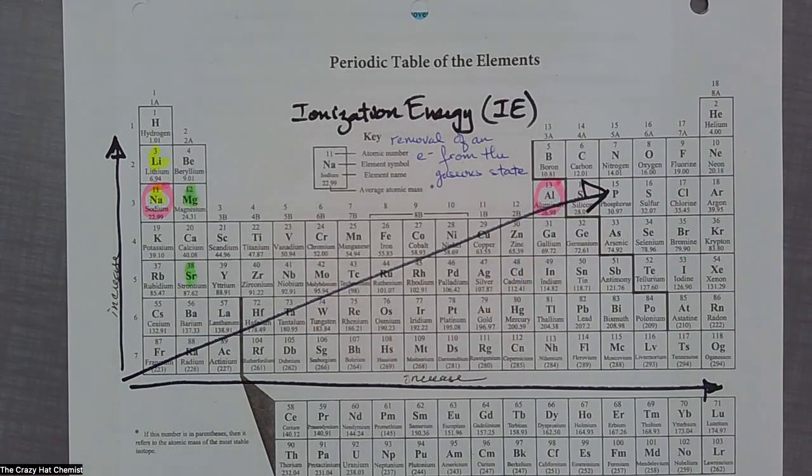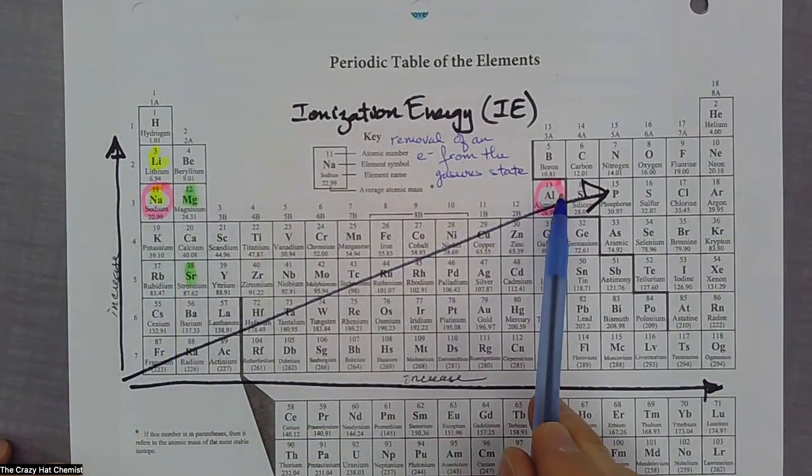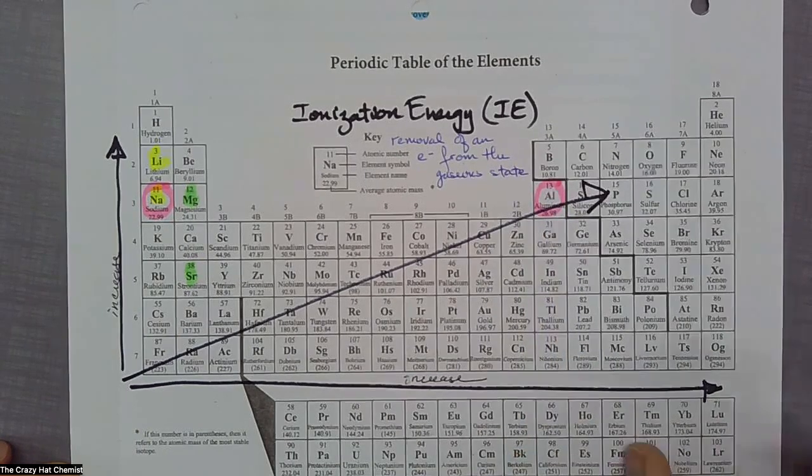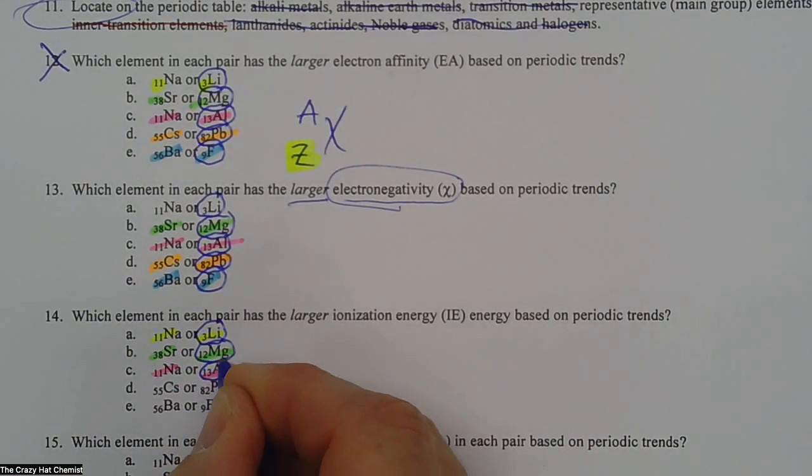Okay, and sodium and aluminum are in the same period. That is the horizontal section of the periodic table. And as you move to the right, they get larger in ionization energy. So aluminum will have the larger ionization energy compared to sodium.